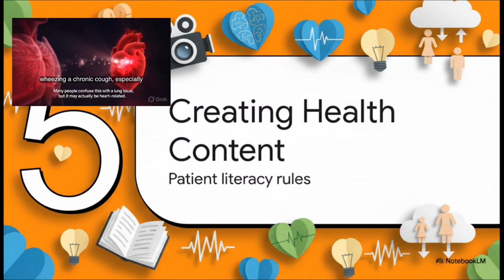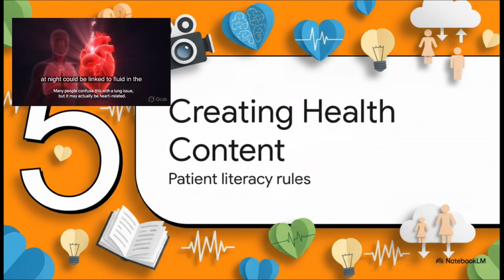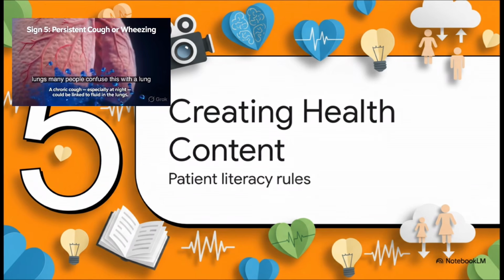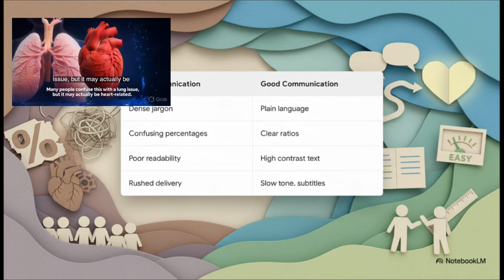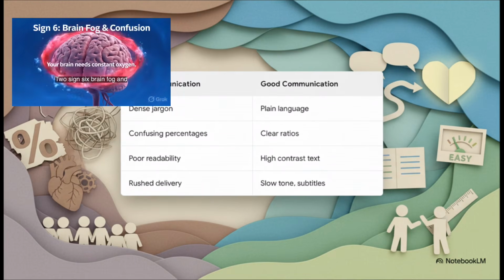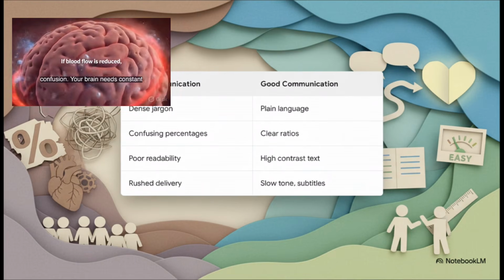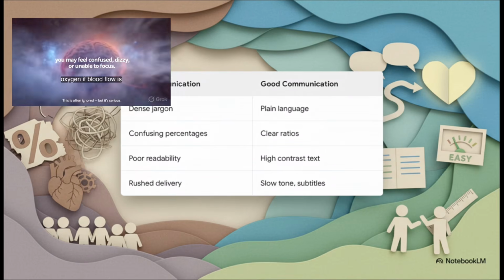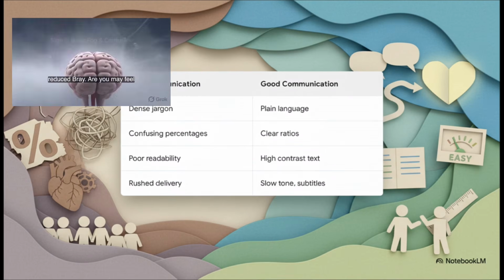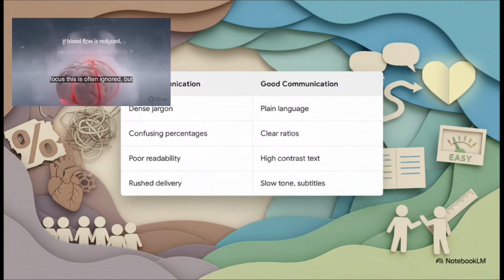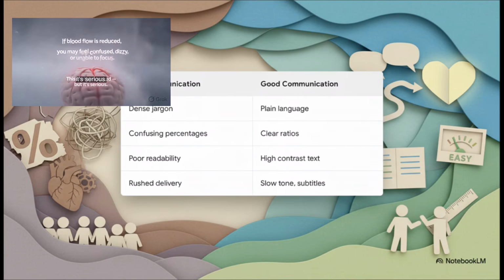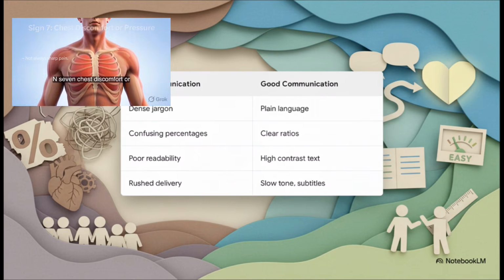All right, part 5, creating health content. Best practices for patient literacy. Having the right gear is great, but how do you effectively script this life-saving information? Notice how just a few simple communication tweaks can dramatically improve a patient's understanding. For instance, drop the confusing percentages when explaining risk. Instead of saying 2%, say 2 in 100 people. It's so much more concrete.